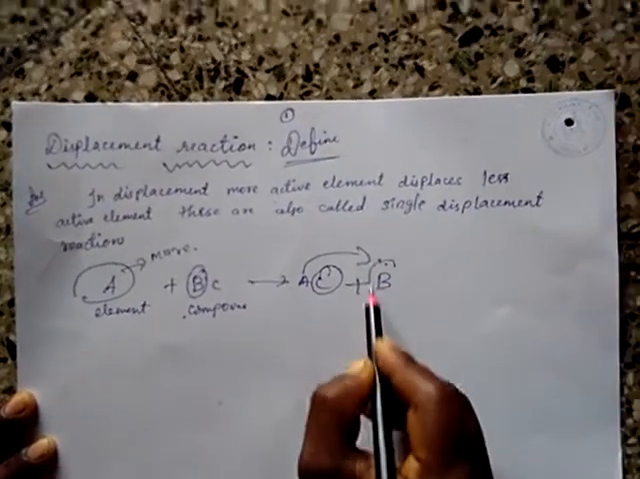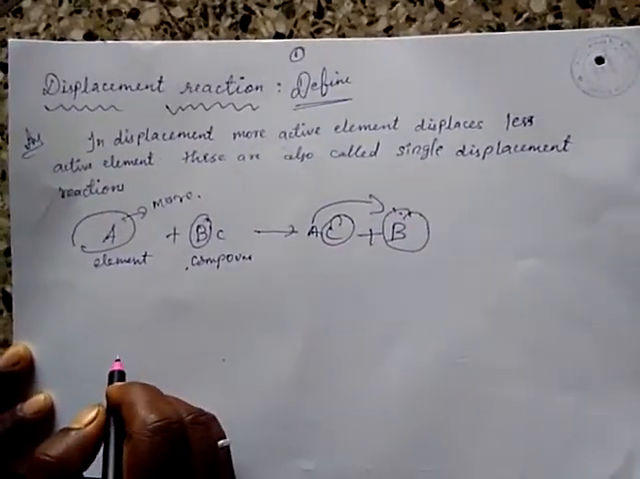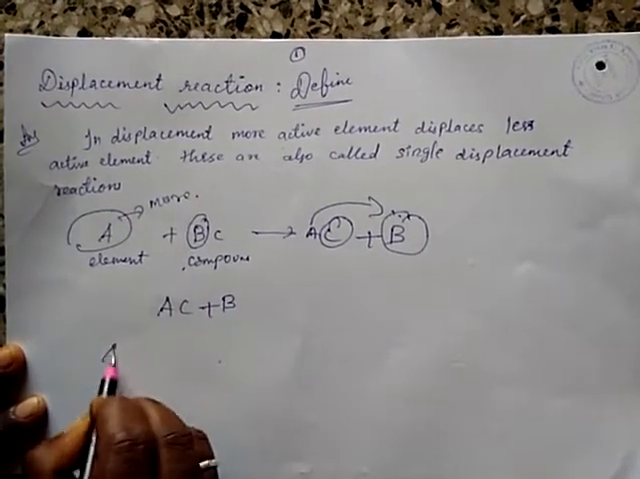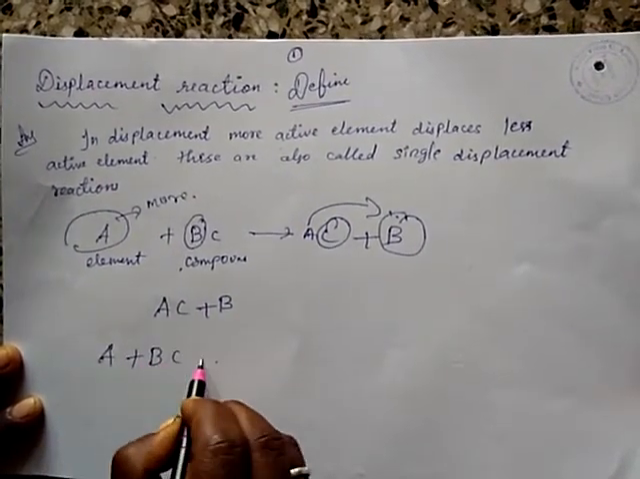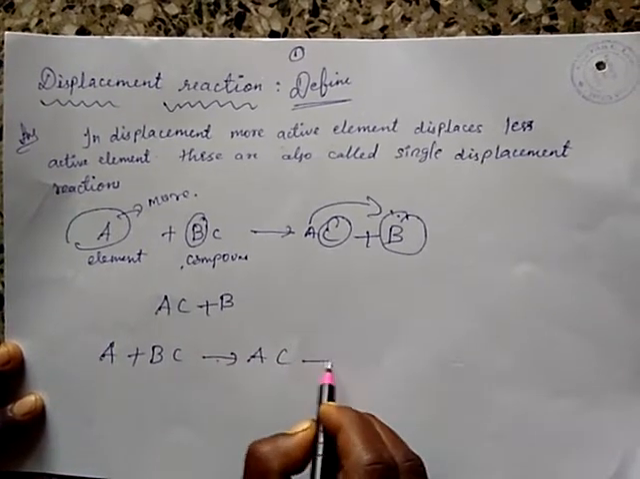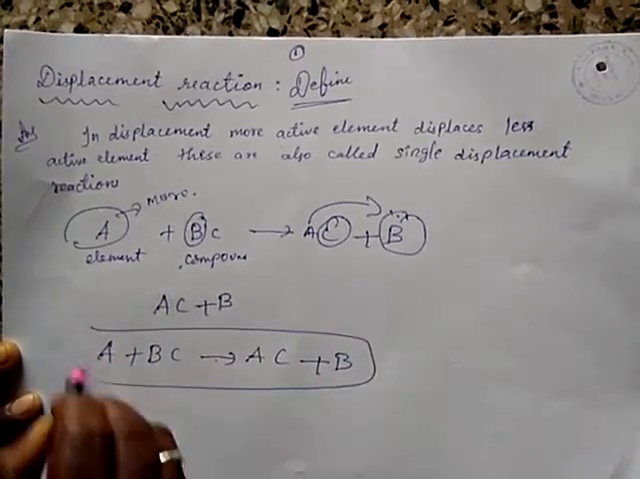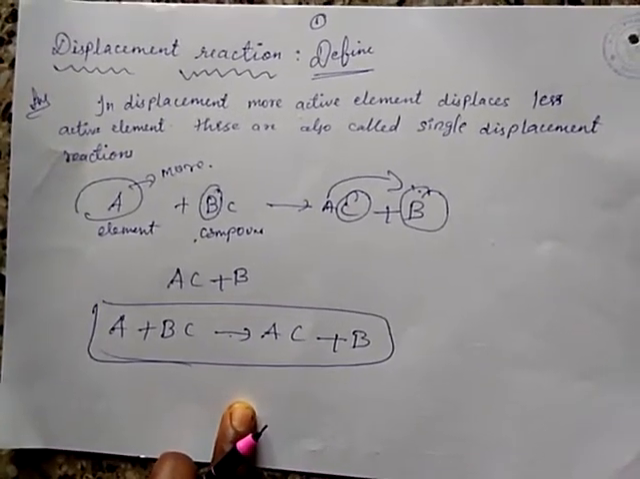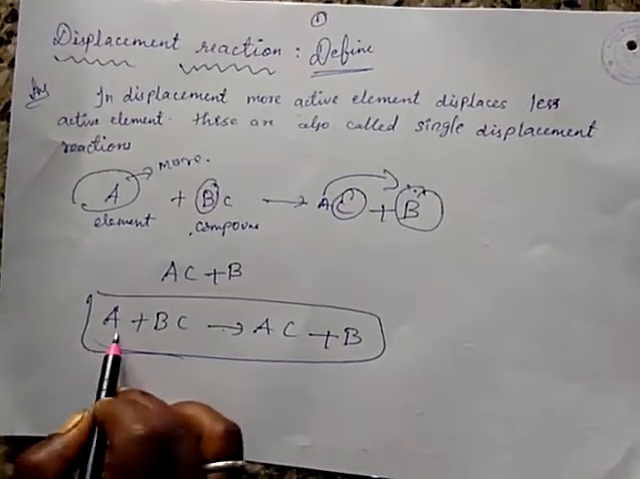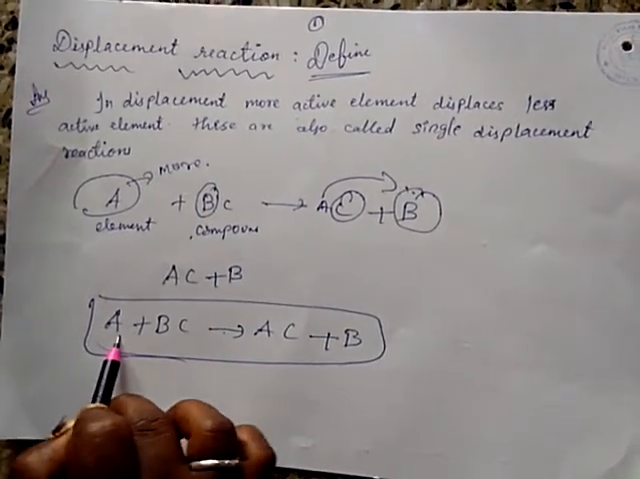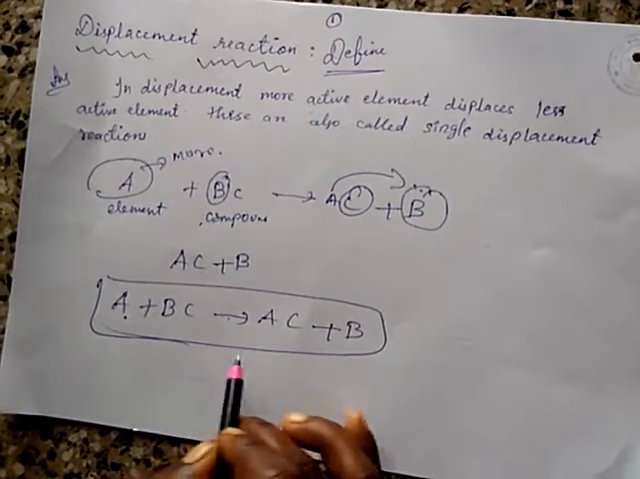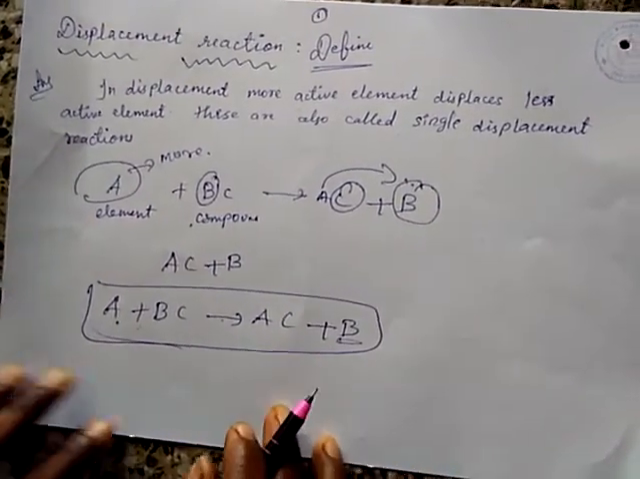So, now B is alone here. So, we have AC plus B. A plus BC gives AC plus B. This is the displacement reaction. As we saw here, the more active A is displacing the less active element B.